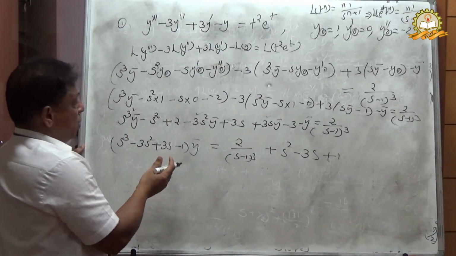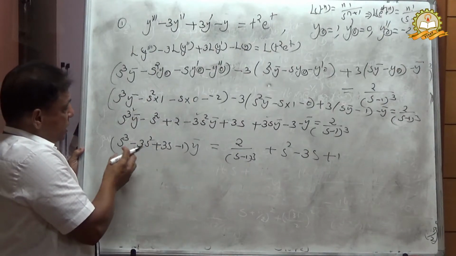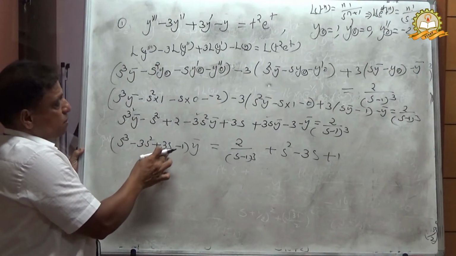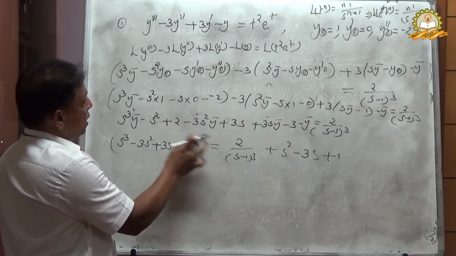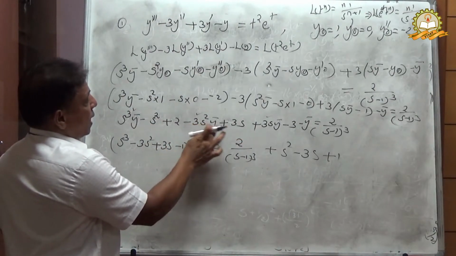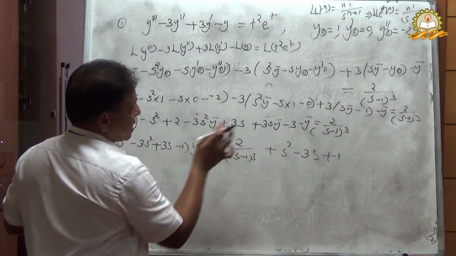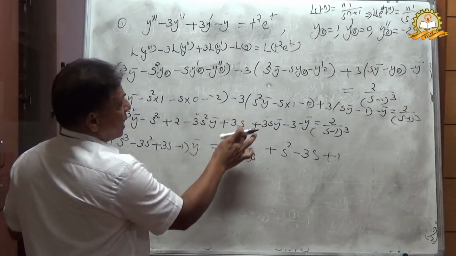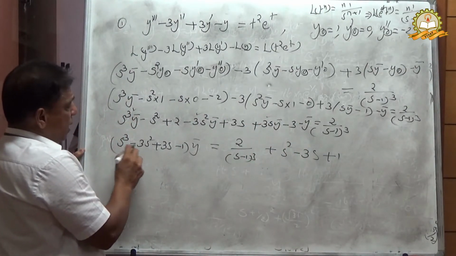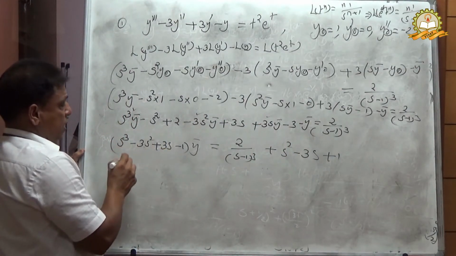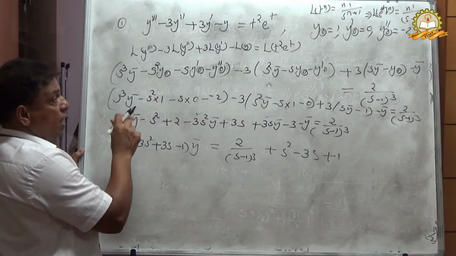Therefore, we take y bar terms on one side: s cube minus 3s square plus 3s minus 1 into y bar. Right hand side: 2 by (s minus 1) whole cube, then plus s square, minus 3s, plus 2 and minus 3, minus 1, that is plus 1. This s cube minus 3s square plus 3s minus 1 is the expansion of (a minus b) the whole cube.